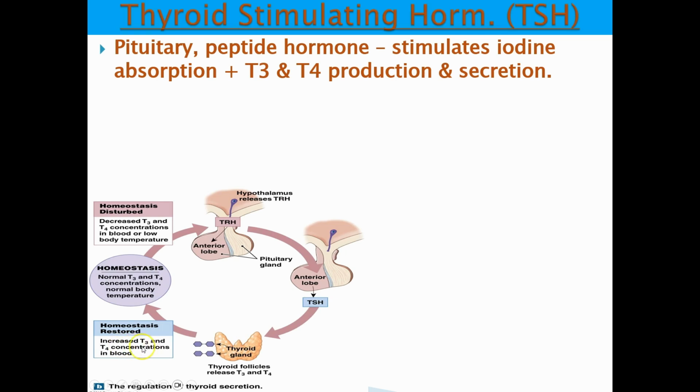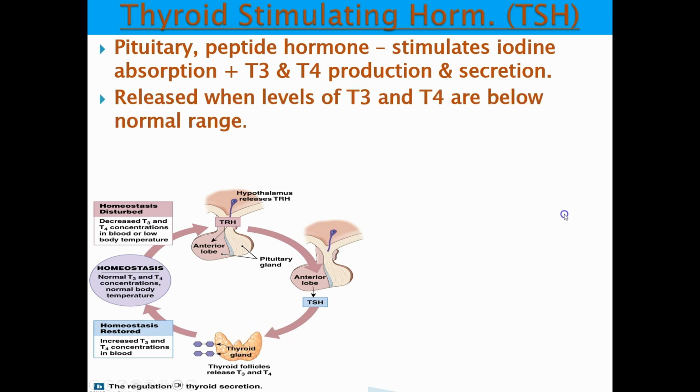Now, when T3 and T4 levels in the blood rise, that brings us back to our normal concentrations, and this feedback loop stops. We stop releasing extra T3 and T4, we're back to homeostasis, and T3 and T4 levels will continue to be maintained in their normal concentration. Remember, we're dealing with concentrations here, and this was saying we had low levels of T3 and T4. Once we're back into the normal range, the thyroid gland will keep producing it at its normal rate.